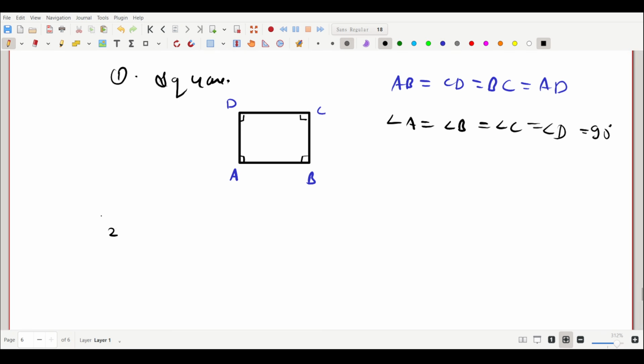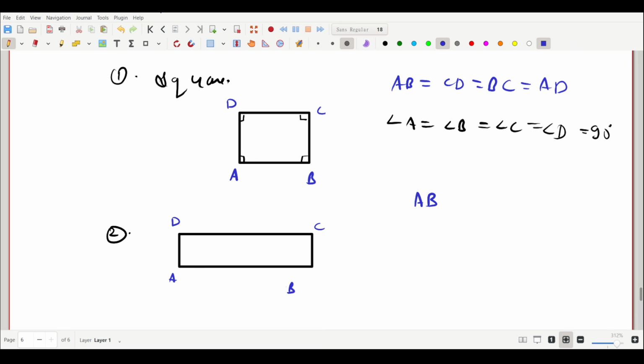What about a rectangle? A rectangle is a shape where opposite sides are equal. Just opposite, not all four sides. In a square, all four were equal, but no, in a rectangle, only opposites are equal. For example, I'm going to name it rectangle A, B, C, D. So AB is equal to the opposite side CD, and AD is equal to BC. So only opposite sides are equal.